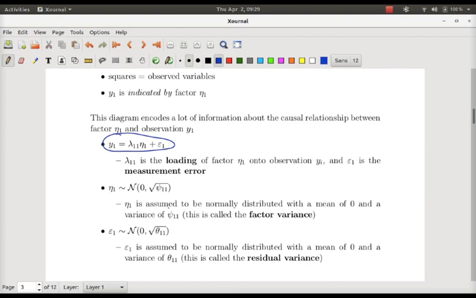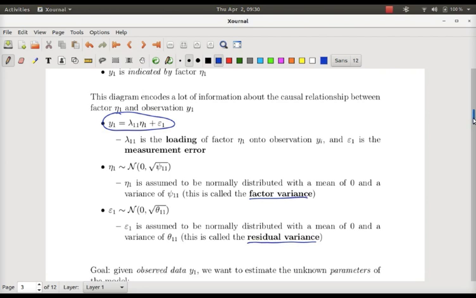So eta 1 is assumed to be normally distributed around 0 with a variance of this term psi 1. This is sometimes called the factor variance. And then the error term epsilon 1 is assumed to be normally distributed around 0 with a variance of theta 1. So theta 1 is sometimes called the residual variance. It's the extent to which you vary around an error term of 0.